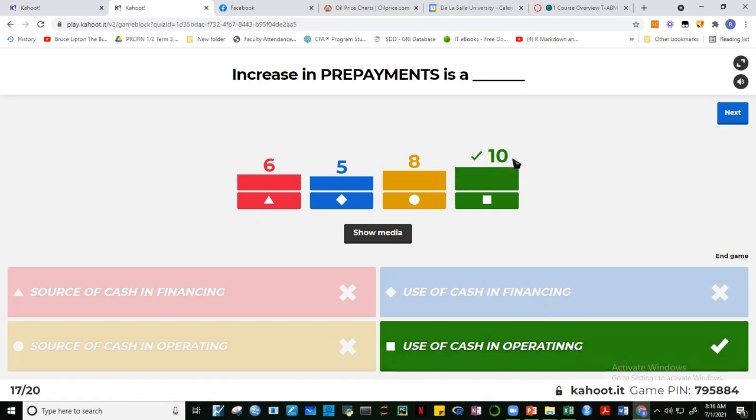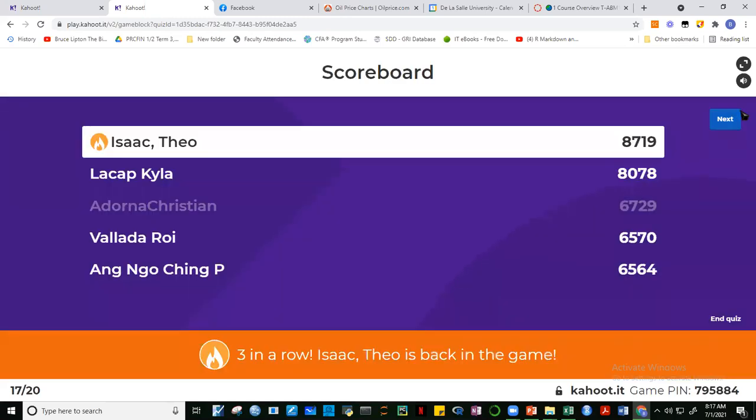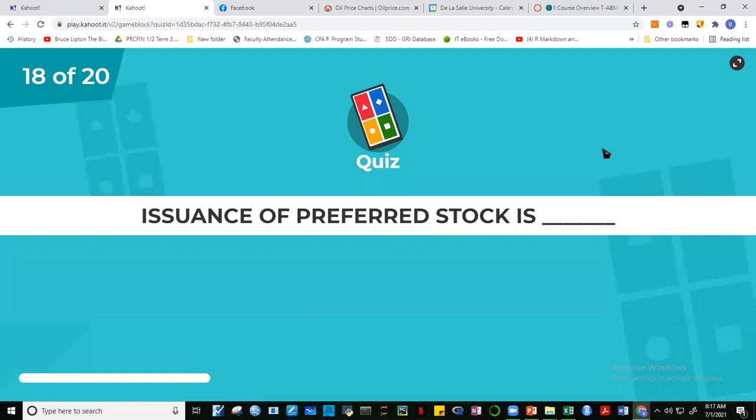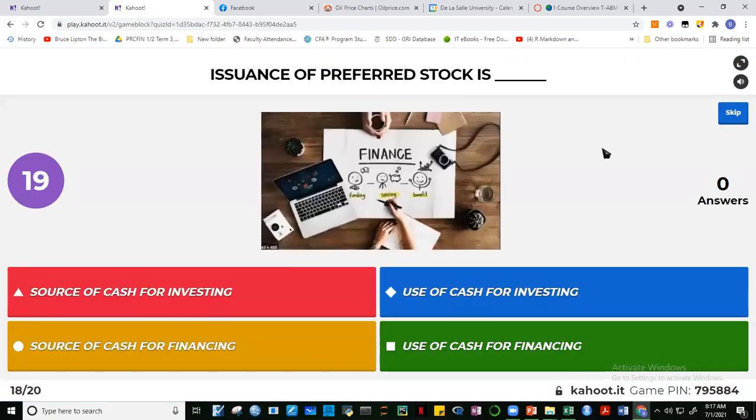So almost 30% of you got it, no? Hindi siya financing, no? Okay? Hindi rin siya source of cash. Okay, so let's go to the next one. I think 3 more questions. 3 more questions. Question number 18. Issuance of preferred stock is?